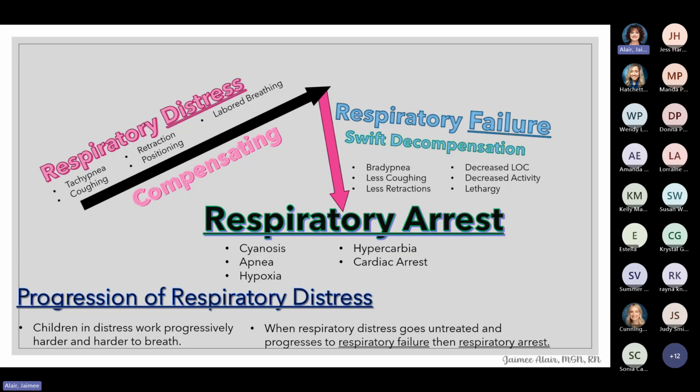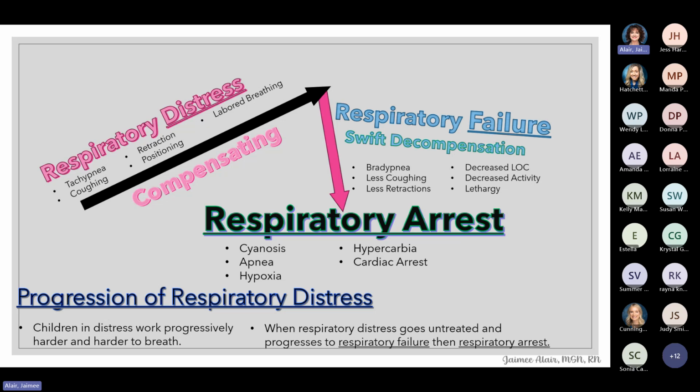And now we're in a whole different situation. You know, we may have a cardiac arrest related to respiratory arrest or hypoxia and apnea. So we've created a whole other issue because we didn't catch it when we were in that distress area. They work harder and harder to breathe.